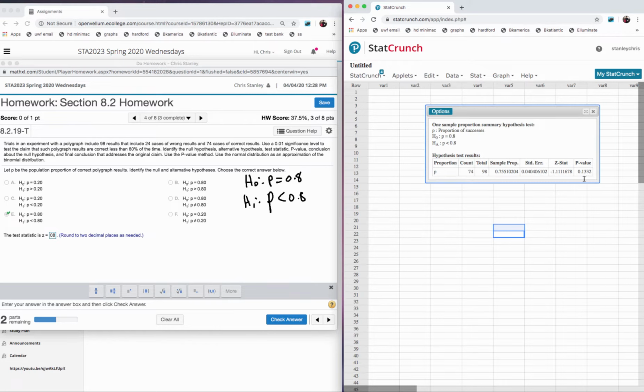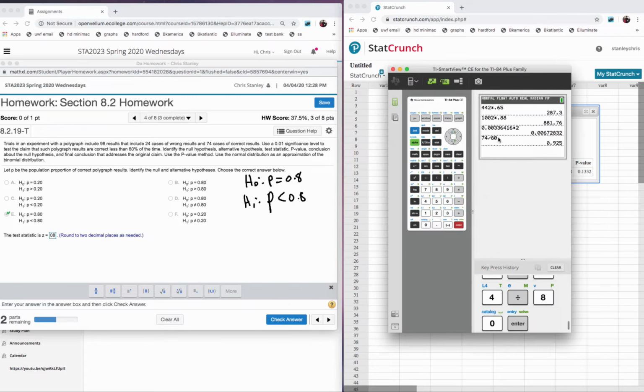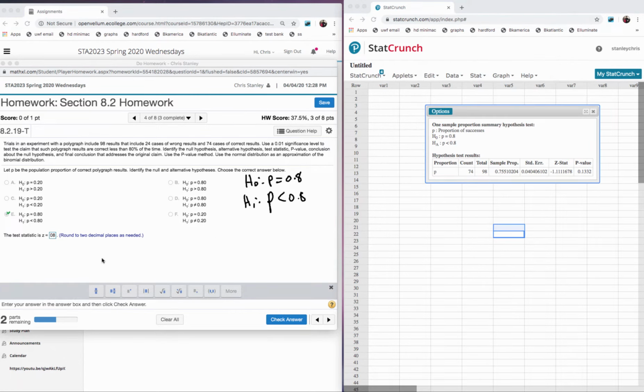No. Maybe I read the number wrong. Oh, it was 74 out of 98. That was my problem. I'm glad I went back and did that. Okay, that's 75.5%. We're testing that. So my sample result fell less than that. So is this enough evidence to say that it's less than 80%? Okay, good. That makes much more sense.